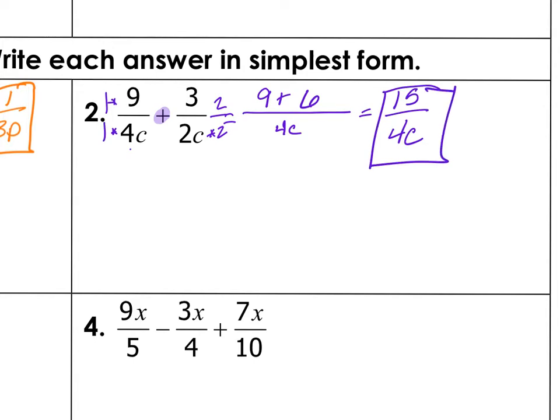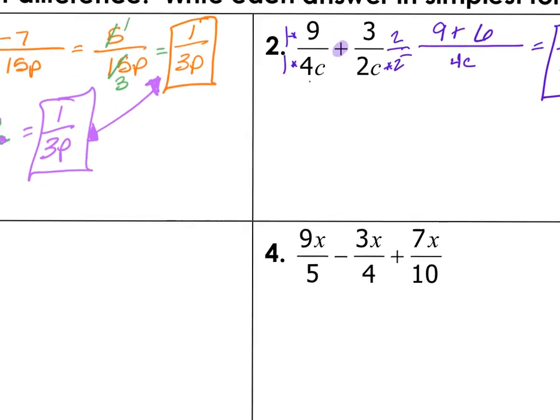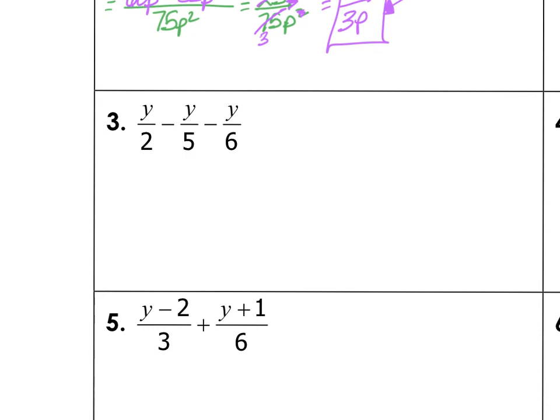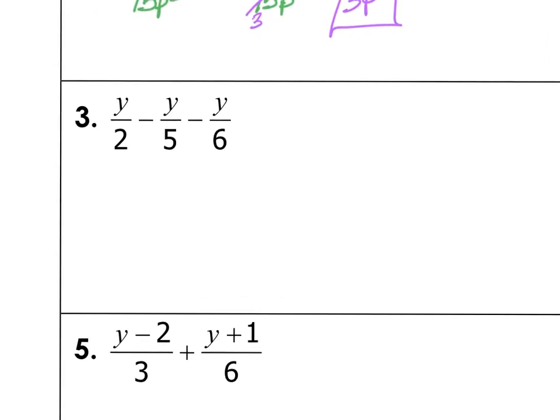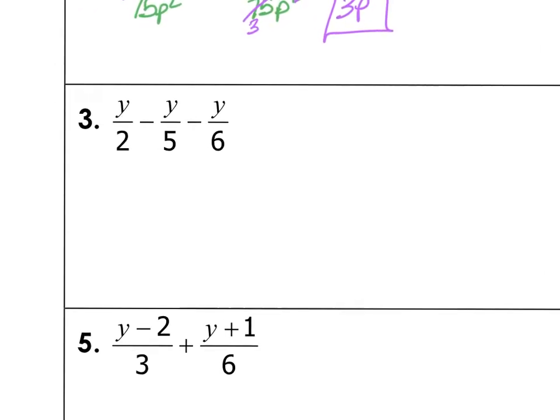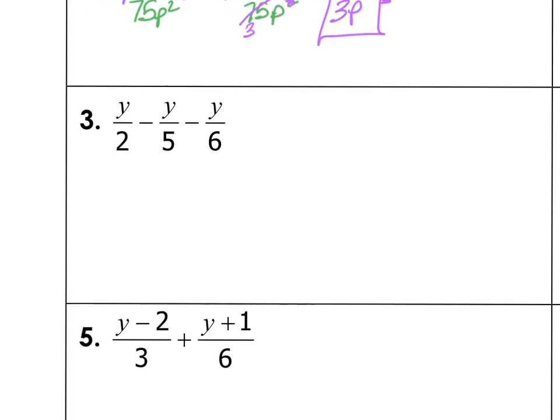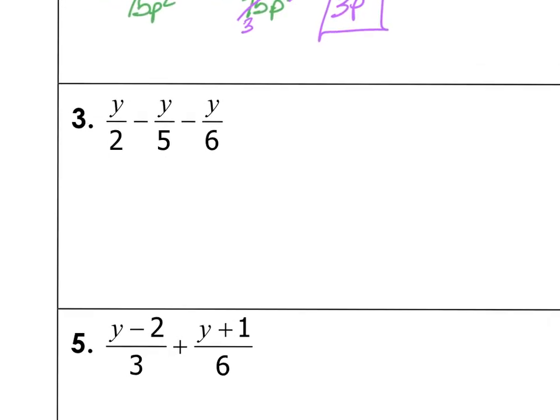Yep, beautiful. Okay, there you go for number 2. Pretty easy. So here we go. This one's a little harder, and I can't do the second method with this one. So I'm going to find out what number 2, 5, and 6 all go into. Well, 30. So that's going to be my common denominator.